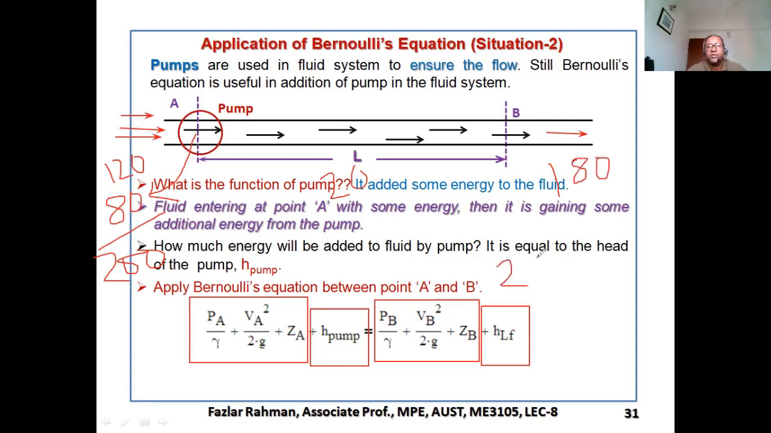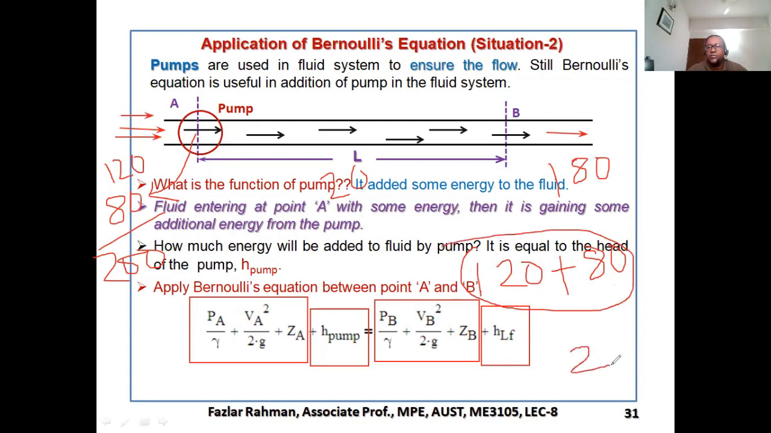So your equation is: 120 you originally have, then 80 candy somebody gives you. That means you are getting a total energy from the pump. With that energy, you are moving toward point B, but on the way, you lose 20 candy, the frictional loss. So right over here, 180 energy remains at point B.